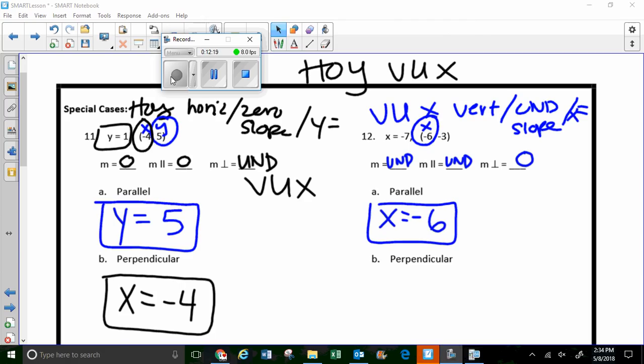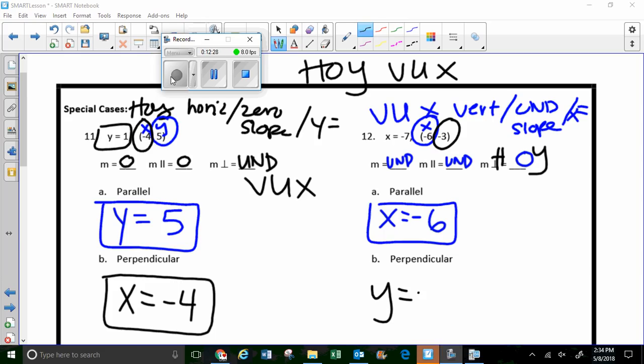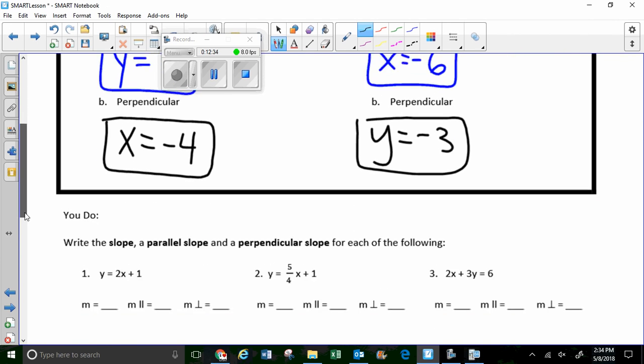For the perpendicular line, it's a horizontal line, right? Because it's got 0 slope, so it's going to be y equals. And look at your point, what does y equal? Well, it equals -3. So there you have it. Those are your two special cases.